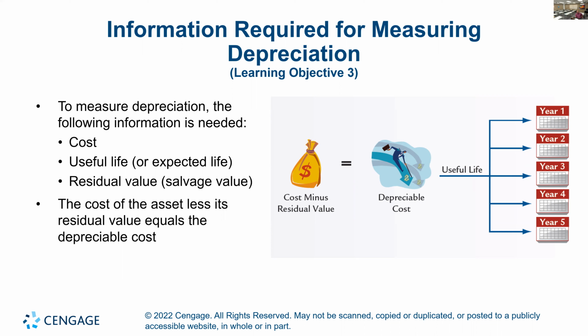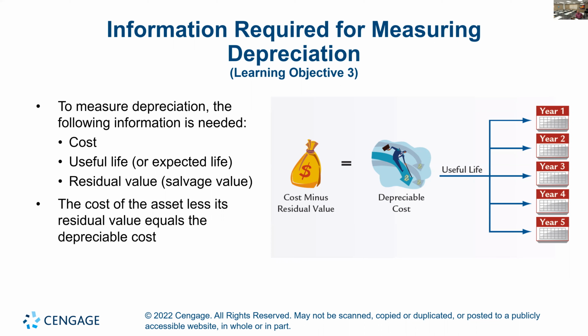So say we bought a truck for $50,000. And there's our cost. We expect to use this truck for 10 years. It's our expected useful life. And then when those 10 years are over, we expect we can sell this truck for $2,500. That would be the truck's residual value, what we expect to get out of it when we're done using it.